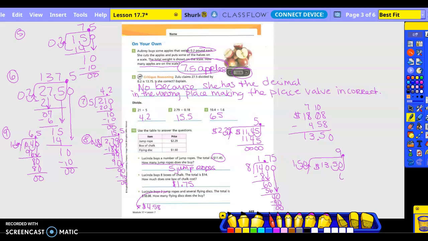9 times 0 is 0. 9 times 5 is 45. Put the 5, mentally carry the 4. 9 times 1 is 9, plus 4 is 13. Nothing left over. So how many discs? So 9 flying discs.